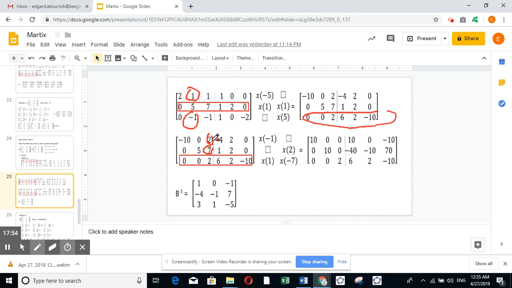0 minus 0. 2 minus 2 is 0. 6 plus 4 is 10. 2 minus 2 is 0. Minus 10 minus 0 is minus 10.